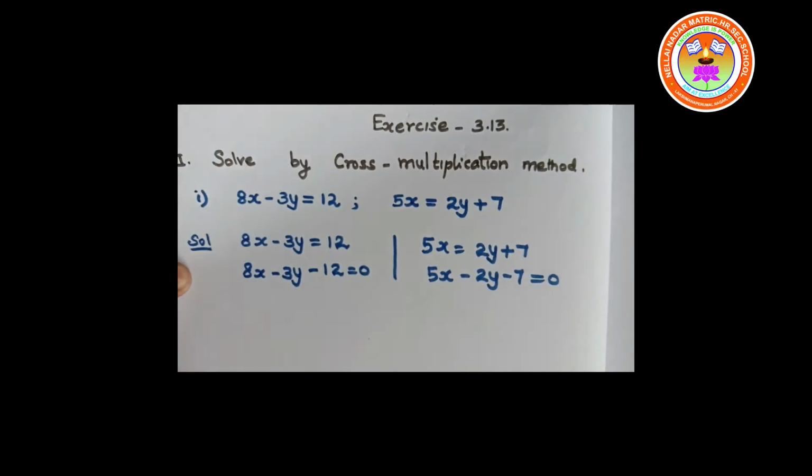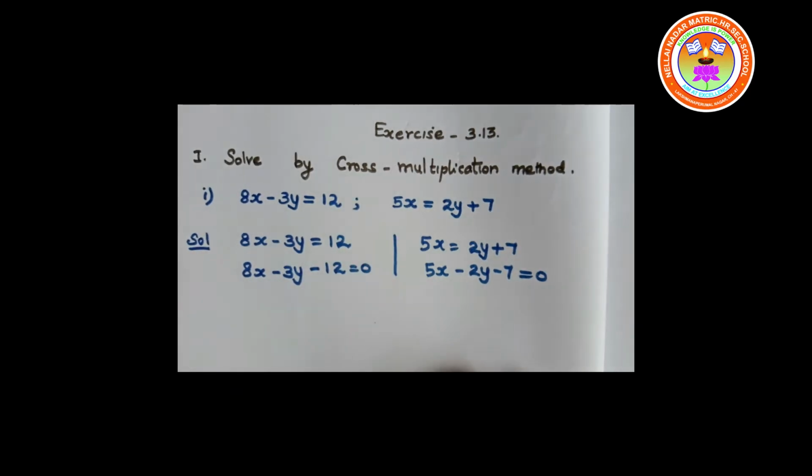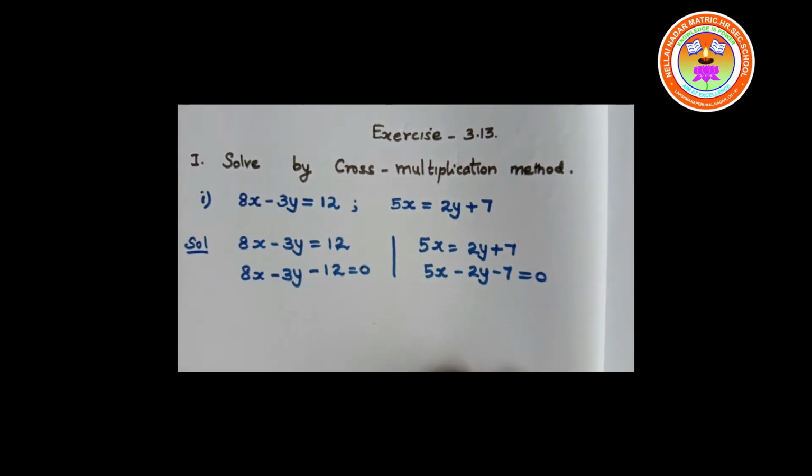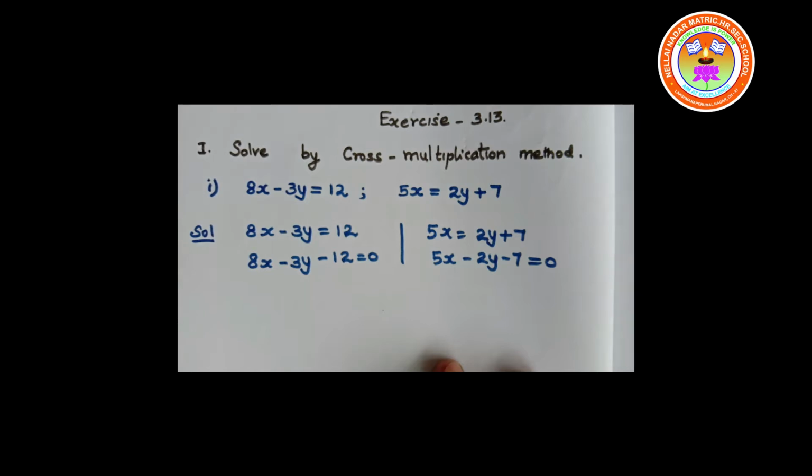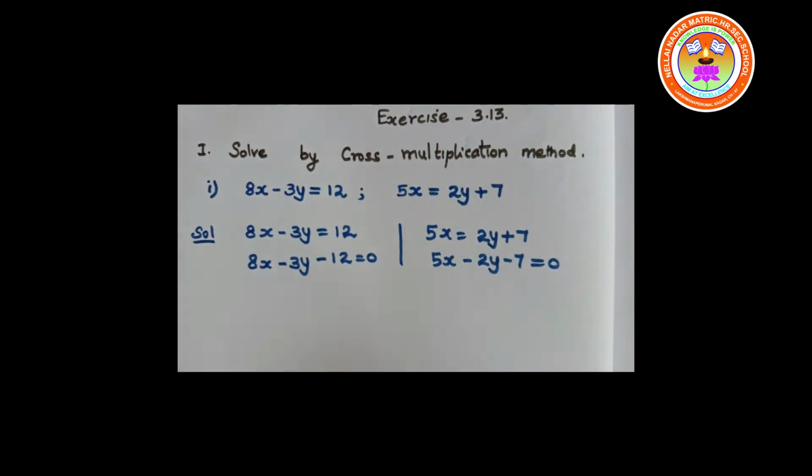Students, you're going to learn 9th Maths Chapter 3 Algebra Exercise 3.13, question 1: cross multiplication method. Solve by cross multiplication method. In the previous class you learned the elimination method and the substitution method. Now you are going to learn the cross multiplication method. If a method is mentioned, you have to use only that method. If no method is mentioned, you can use any method.